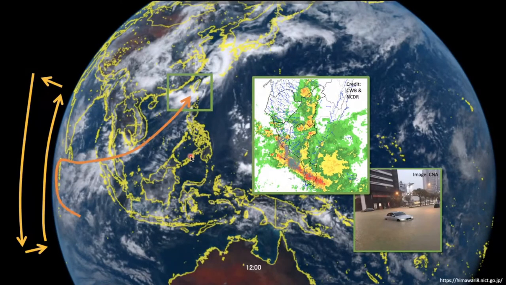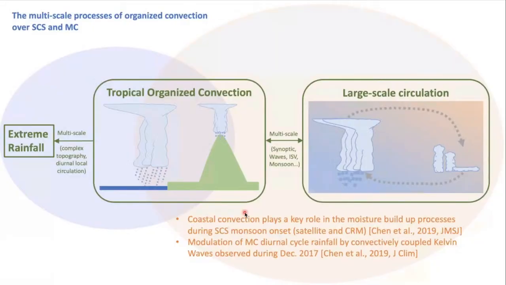Even on a broader scale, this is part of the regional Hadley circulation during the boreal winter. Then when the season evolves, we will see the southern hemispheric part of the Maritime Continent, also the Australian coast, have similar events. So the focus of our research in recent years under the SCSTIMX project is to study the multi-scale processes of these very intense organized convections over the coastal regions. Here I'm referring not only to the coastal large MCS systems, but also the very strong diurnally active convections over the complex topographies of these coastlines and islands.